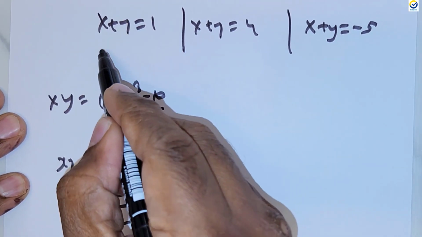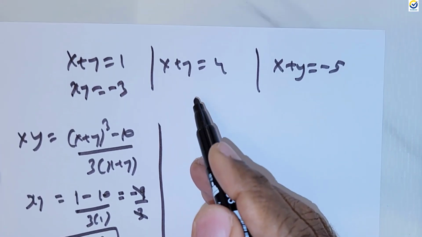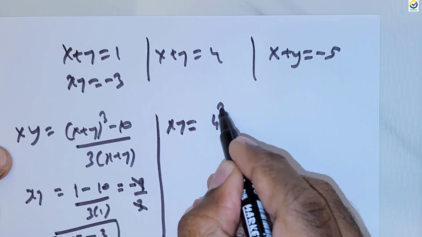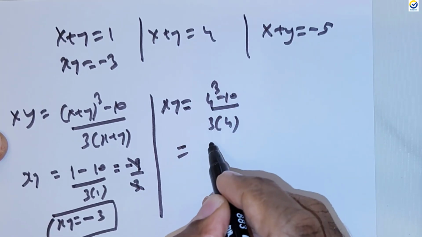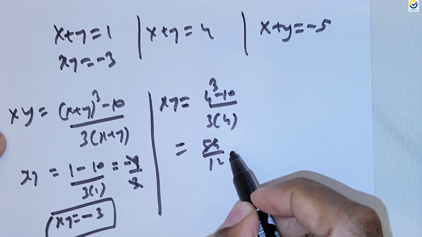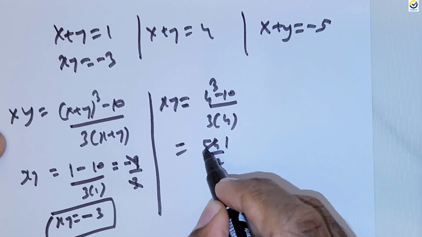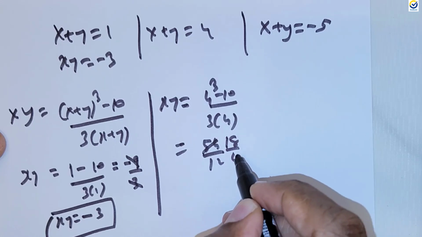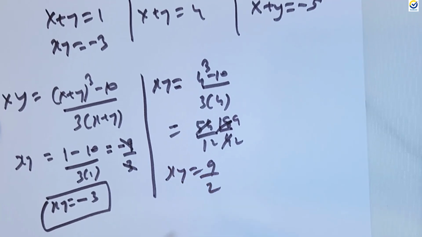So let me write that xy is equal to -3. Now for this situation also we need to get xy. So xy is equal to, substituting 4 cubed minus 10 divided by 3 times 4. This is 64, so 54 divided by 12. Now 3 divides here once, you have 2 remainder, 8, and 3 divides here 4, 2 divides here 2 times, 2 divides here 9 times. So xy is equal to 9 over 2 in this case.